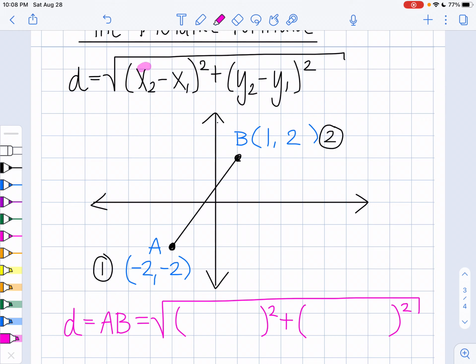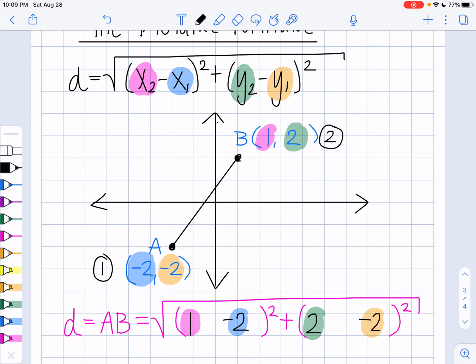Okay, so in my point 2, what's my x value? In my point 2, my x value is here. In my point 1, what's my x value? Here. In my point 2, what's my y value? Here. In my point 1, what's my y value? Here. So I'm going to fill all these in. So I have 1, -2, 2, -2. Now remember, this is a subtraction.